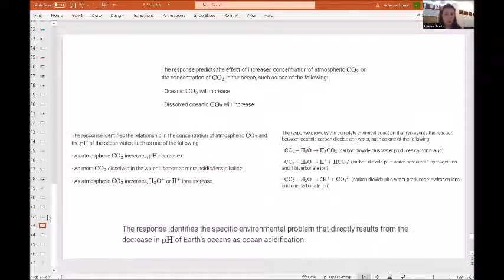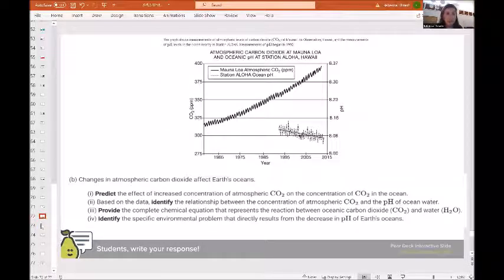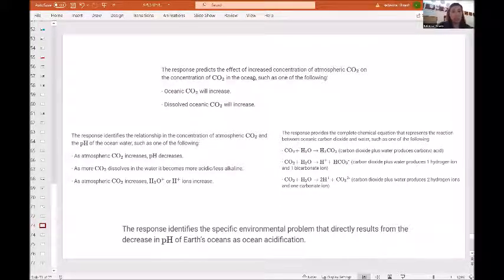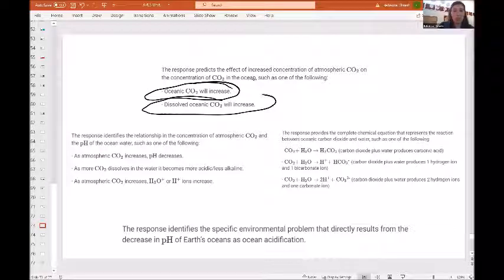So for the first thing, where we are predicting the effect of increased CO2 on CO2 in the ocean, ocean CO2 will increase. Dissolved oceanic CO2 will increase. Guys, that's it. That's all you had to say, right? As CO2 in the atmosphere increases, CO2 in the ocean will as well. Boom, you're done. The next one is the relationship between atmospheric CO2 and pH. As CO2 increases, pH decreases. I think somebody said as CO2 is lower, the higher the pH. Same thing, you just said it in the inverse way.